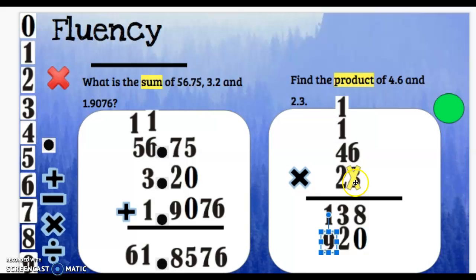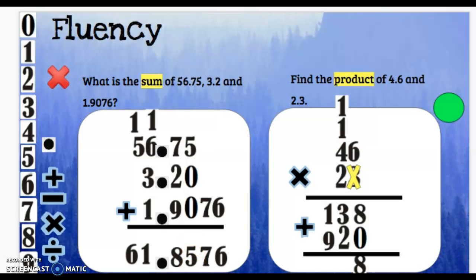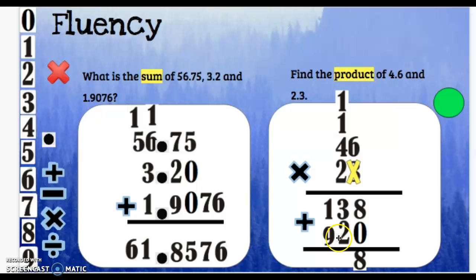So now that I have multiplied, I have no more numbers to multiply. I'm going to next add my two products together. So 8 plus 0 is 8. 3 plus 2, let's move this down so you can see. There we go. 3 plus 2 is 5. 9 plus 1 is 10.